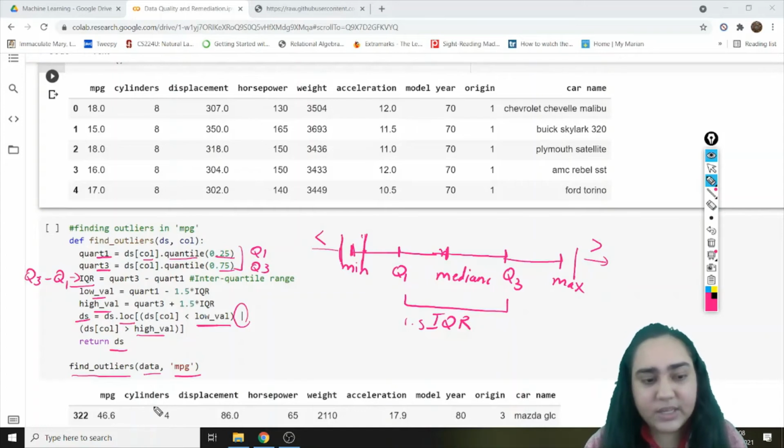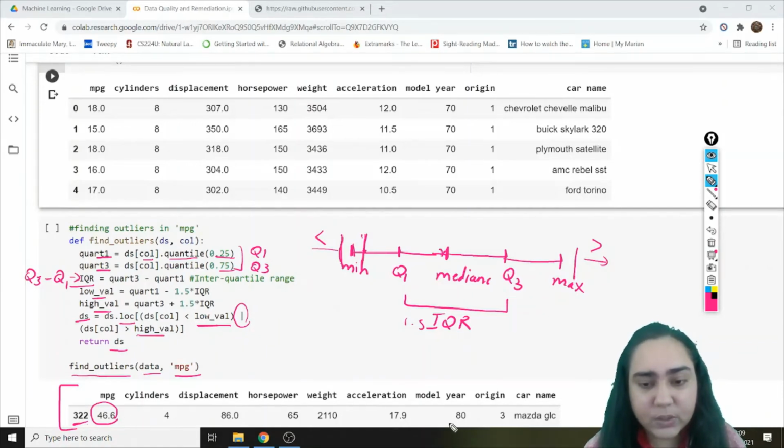So you can see as a result of this, this is the output generated, and it contains one row, which is, I think, the row with ID 322, and it has an MPG of 46.6, which is an outlier. Which must be very high or very low compared to the average or the standard deviation. Okay, so you can see it over here. And yes, 46.6 must be really a very high miles per gallon for any kind of car.